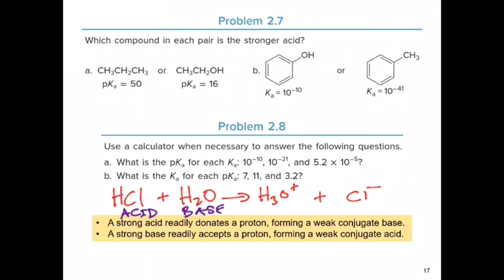So of course HCl is a strong acid, so let's just label this strong acid. And then when you look at the conjugate base, that would be the chloride ion. So this is your conjugate base. So according to this information, a strong acid readily donates a proton, forming a weak conjugate base. And so hydrochloric acid is a strong acid, and its conjugate base would be considered a weak base, a weak conjugate base.